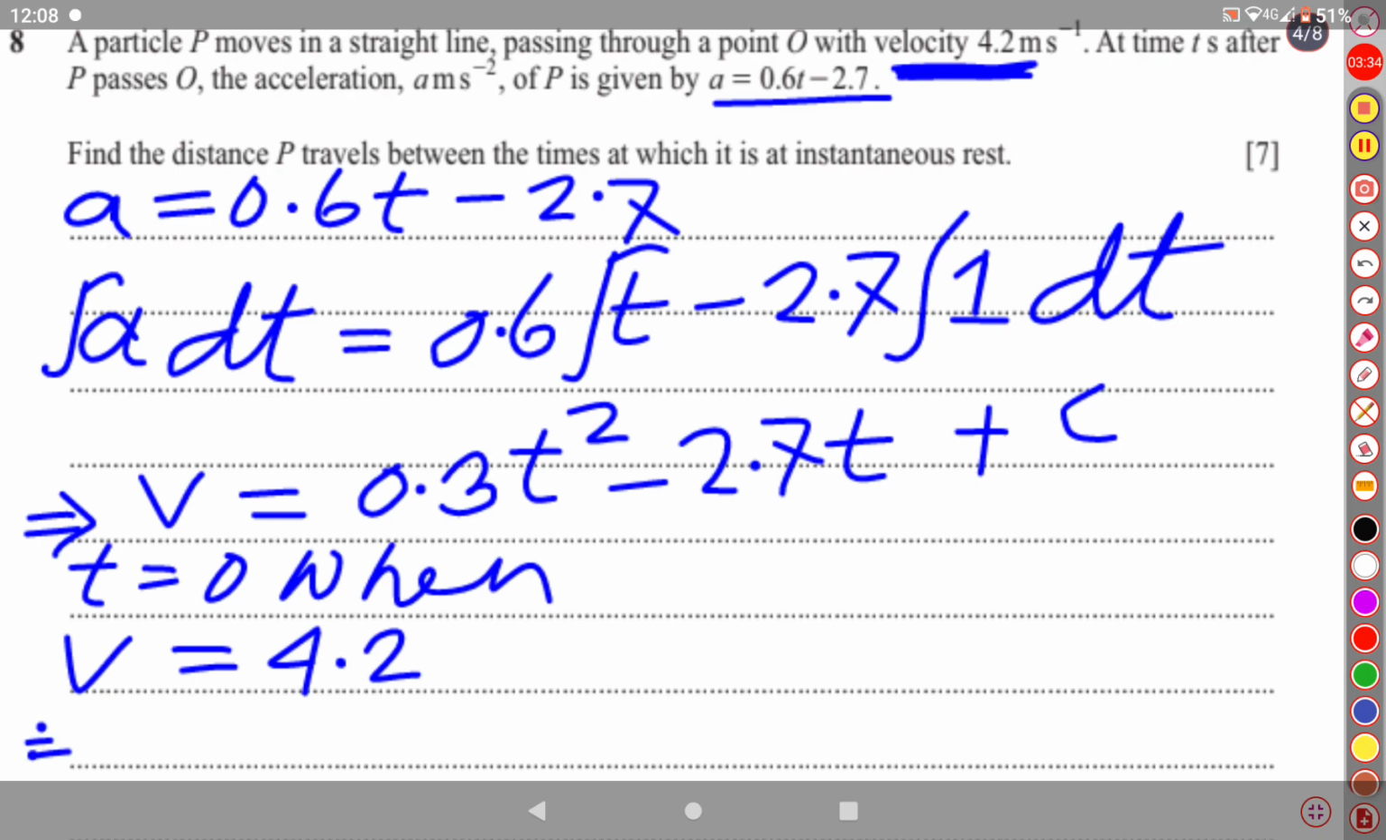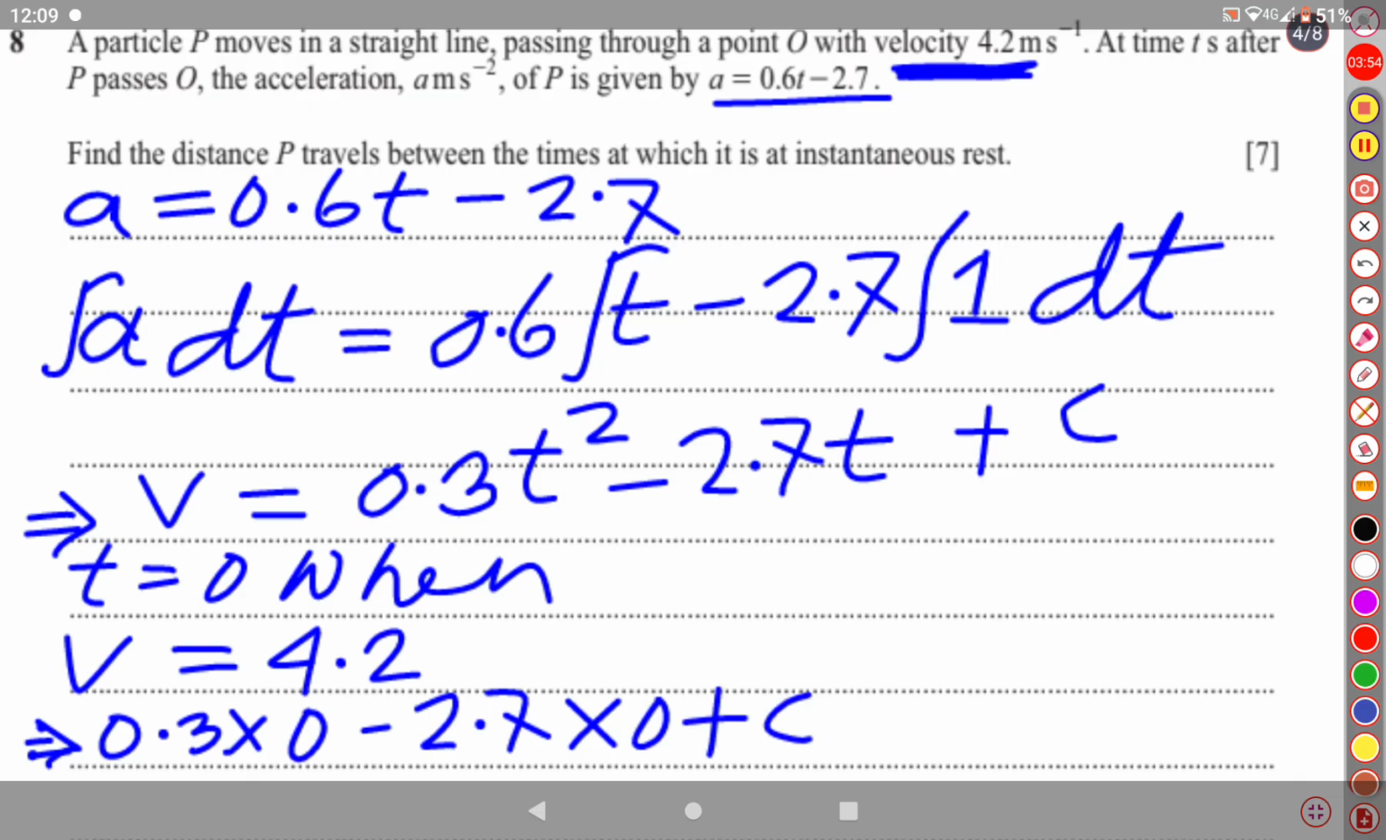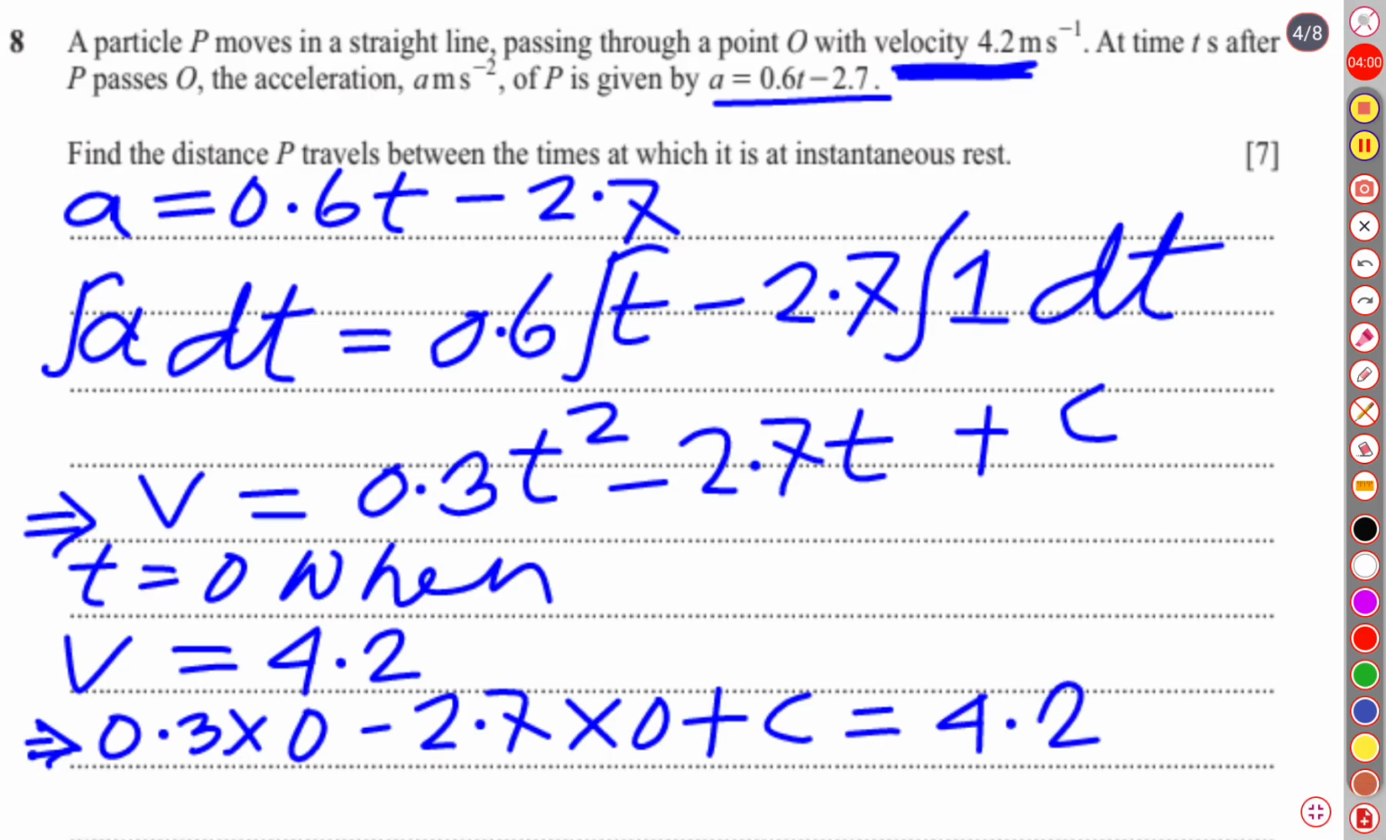After that, if we substitute the values we have: 0.3 times 0 minus 2.7 times 0 plus the constant c is equal to, on the right side, 4.2. If we simplify, the left side is 0 except c, hence our c is going to be 4.2.